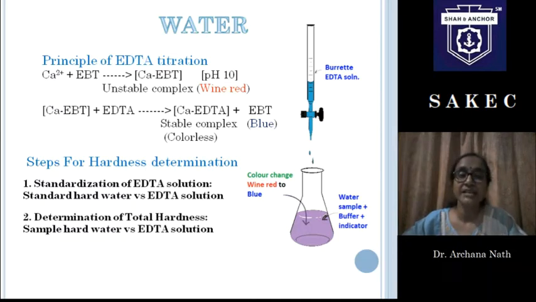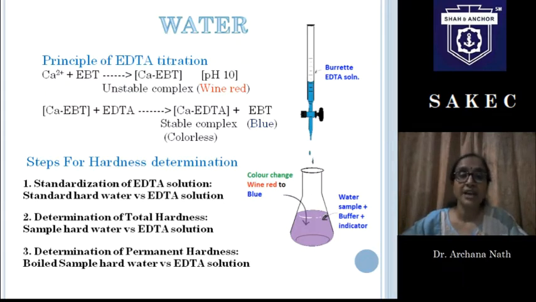The second step, we will take the water sample, the sample for which we have to calculate hardness. That sample will be taken in the conical flask. Again the pH will be maintained at pH 10, and then EBT will be added, and then we will titrate it with EDTA solution.